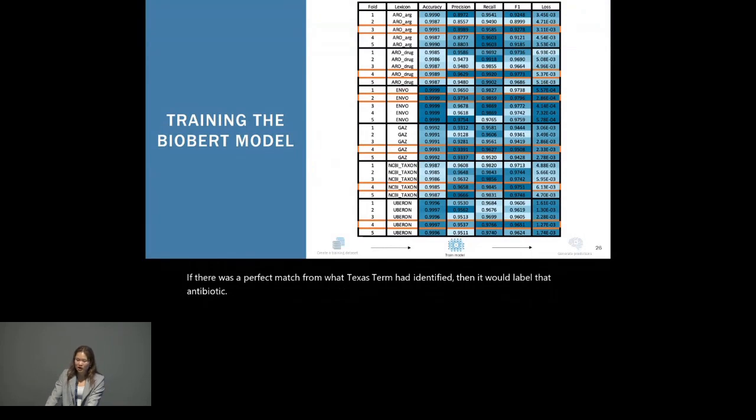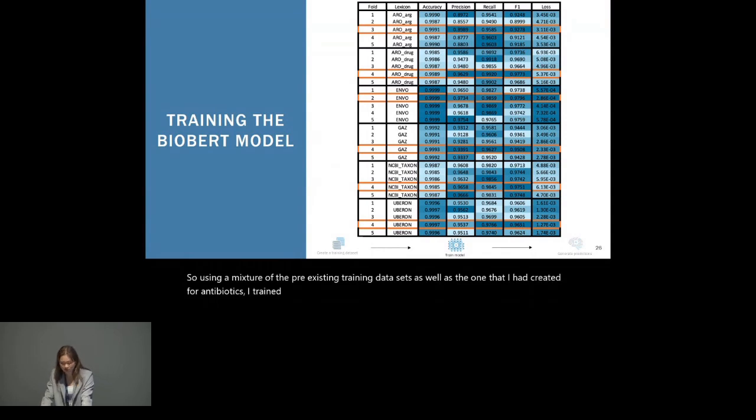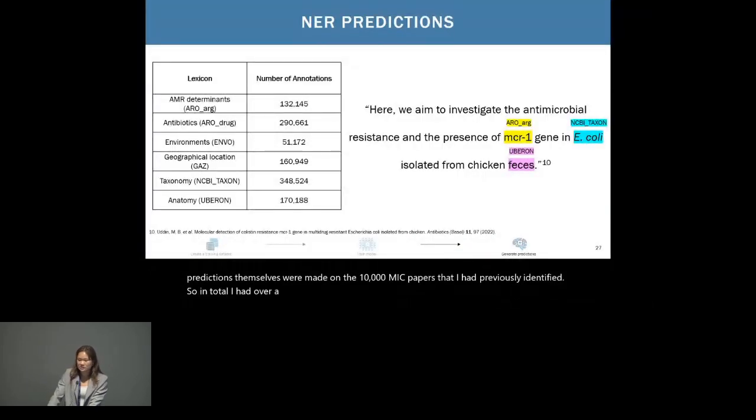Using a mixture of the pre-existing training data sets as well as the one that I had created for antibiotics, I trained a BioBERT model. For every single lexicon, it's trained on 5-fold cross-validation, and this actually took about a week to train all of these models. The best performing model is the one with the highest F1 score, outlined in orange. The predictions themselves were made on the 10,000 MIC papers that I had previously identified. In total, I had over 1 million annotations coming from all of these different lexicons.